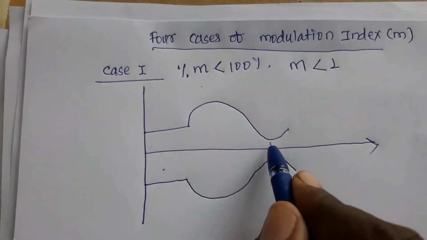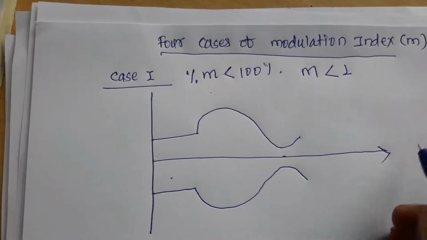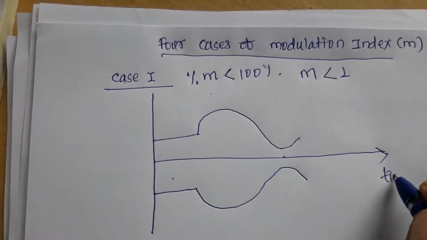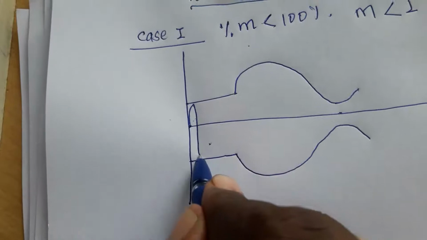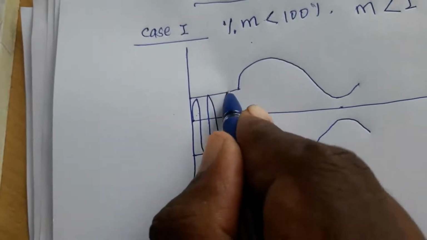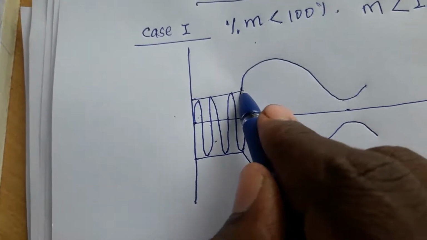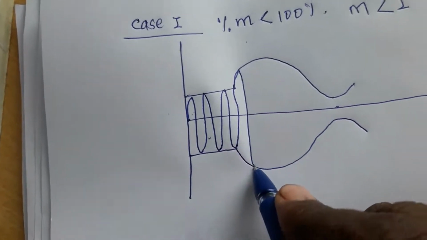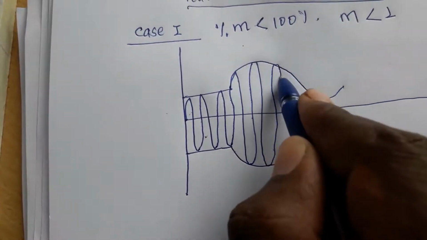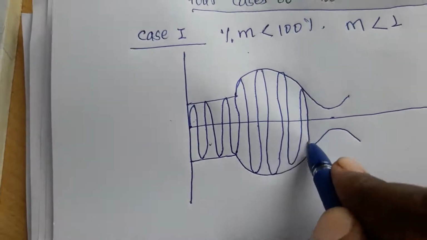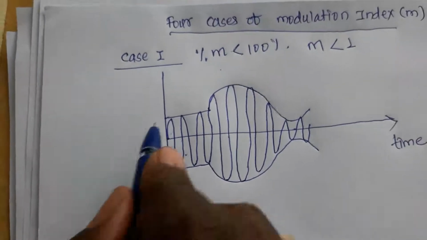Whatever the lowest peak level, it will never touch the x-axis if m is less than 1. On the x-axis it is time. This is the unmodulated carrier up to this particular point, because the modulating signal is 0. As soon as the modulating signal starts changing its amplitude, the carrier also starts changing according to the instantaneous change in amplitude of the modulating signal, and we get a waveform like this one.